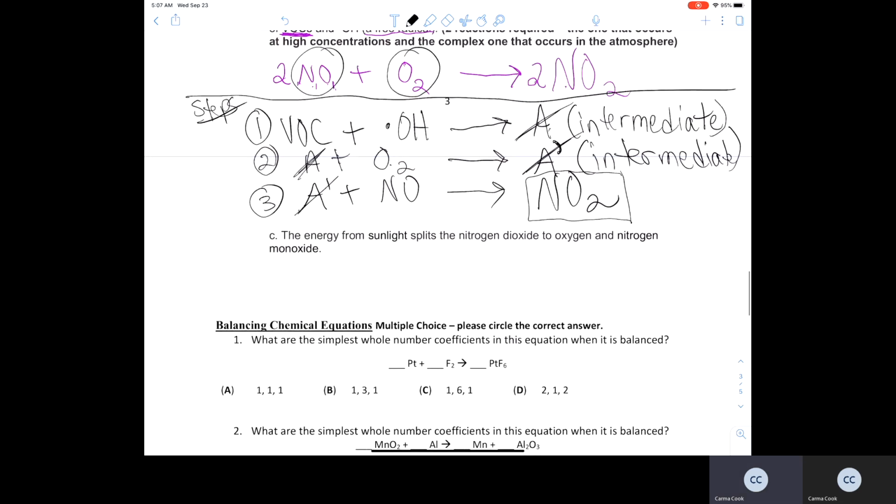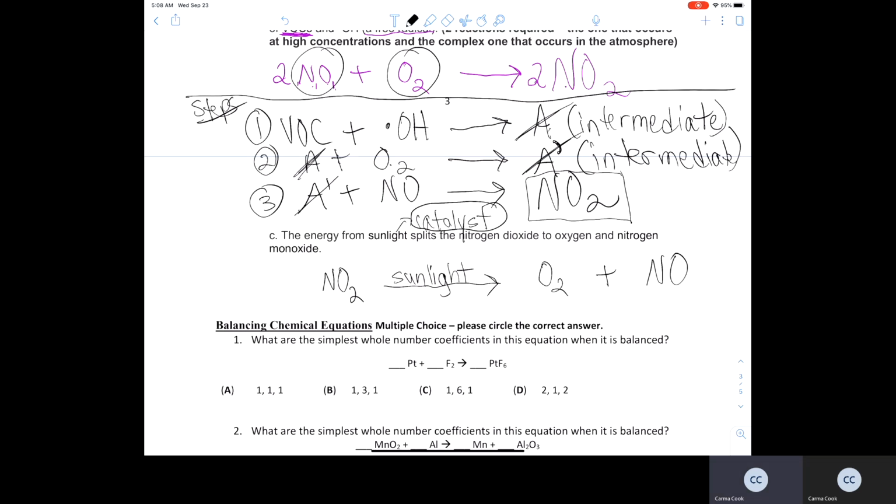In reaction C, energy from the sunlight is a catalyst. The sunlight is a catalyst for many reactions, including photosynthesis. And usually for chemical reactions, if there's a catalyst involved, you'll write the name of the catalyst on top of the arrow. So energy from the sunlight splits nitrogen dioxide. So NO2, nitrogen dioxide, is our reactant. It splits nitrogen dioxide to oxygen and nitrogen monoxide. So oxygen and nitrogen monoxide are our products.